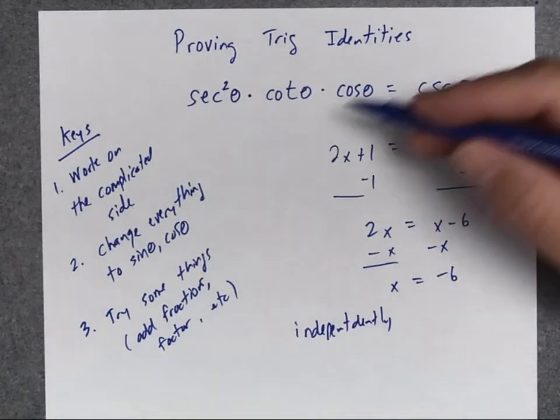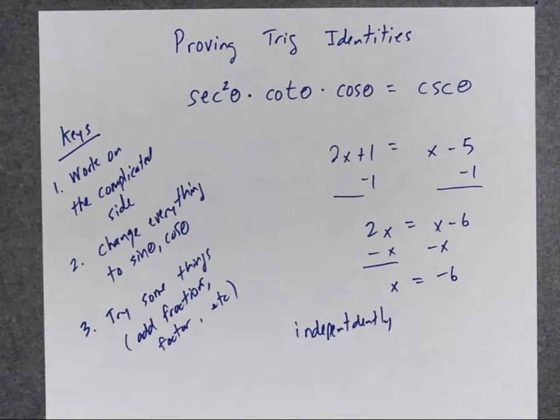You don't move stuff from side to side. You don't multiply both sides by something. You don't divide both sides by something. You don't take the square root of both sides. None of the stuff that we always do when we solve equations is used here. This is very different. You just take one side and you do what you can to that one side by itself, and you see if you can get it to look like or equal the other side.